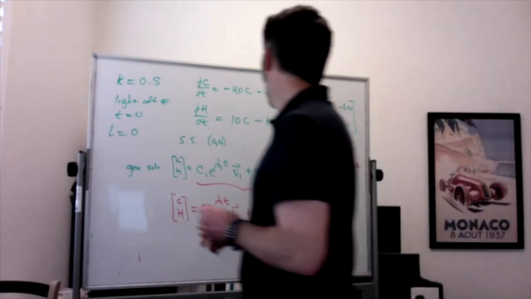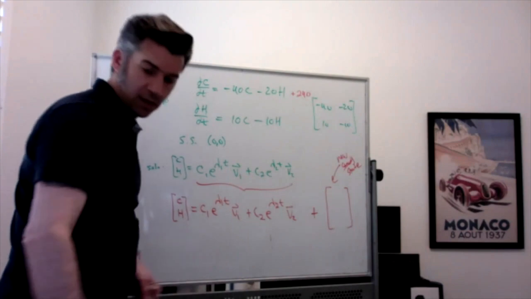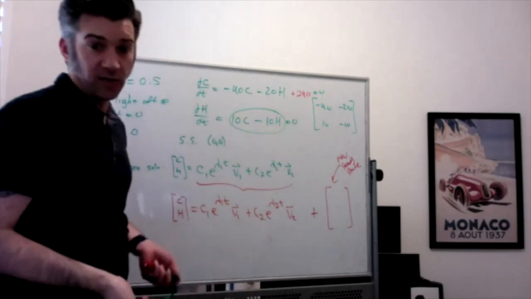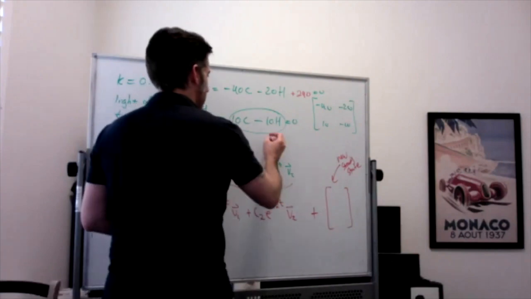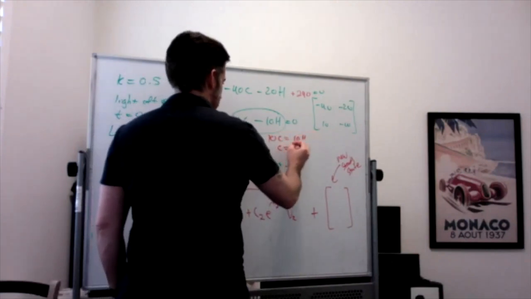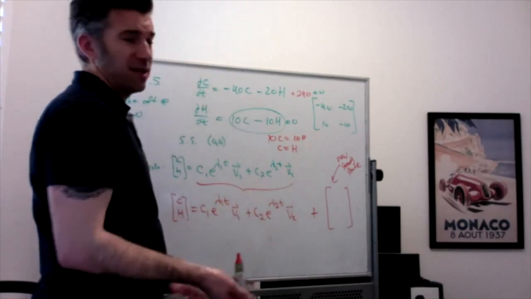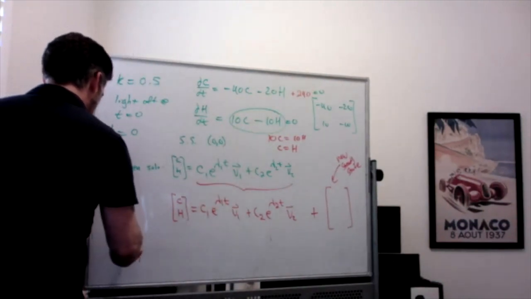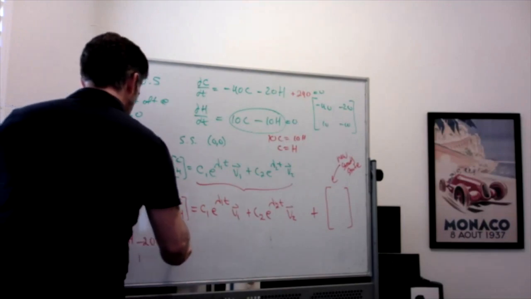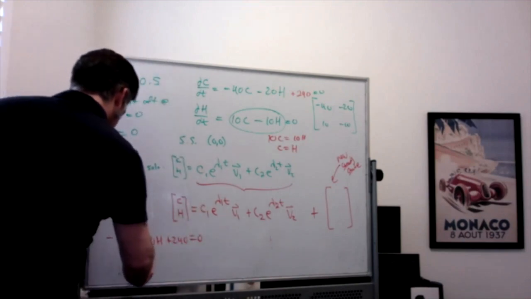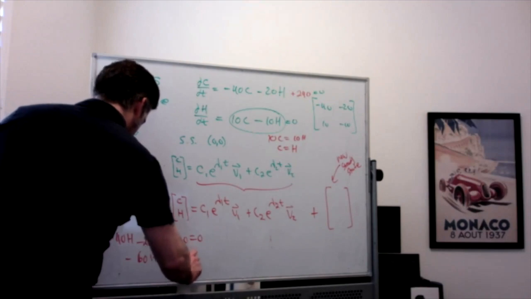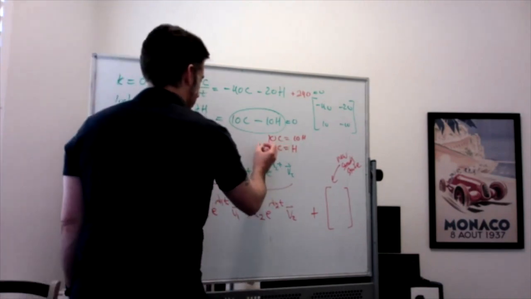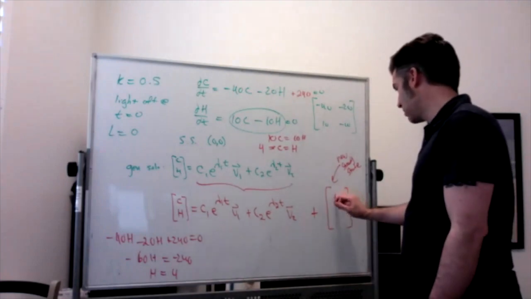So let's see. I'm going to set each of these equal to 0. Setting this one equal to 0, I get 10C equal to 10H, so C equals H. Then I'm going to plug that in up here. I don't really care which one I plug it into. Let's replace C with H. So negative 40H minus 20H plus 240 equals 0. That's negative 60H equals negative 240, so H is going to equal 4. And C is equal to H, so C is also going to equal 4. So what we're going to add on is 4, 4.